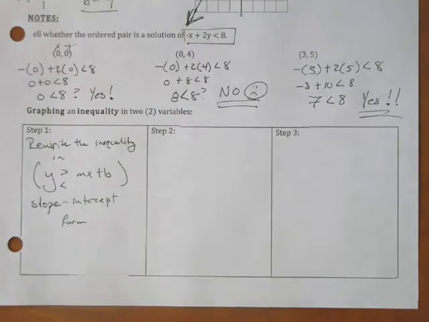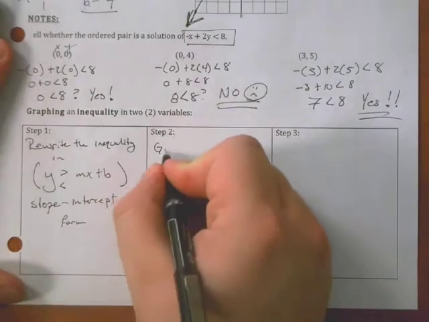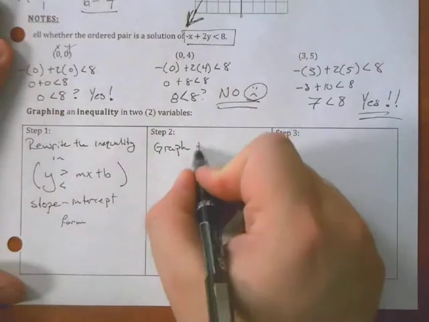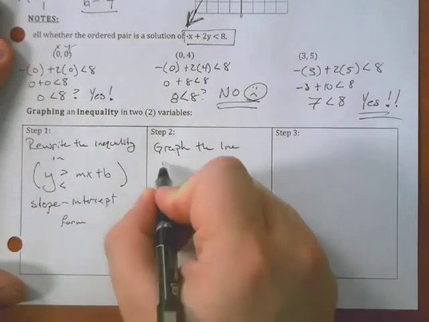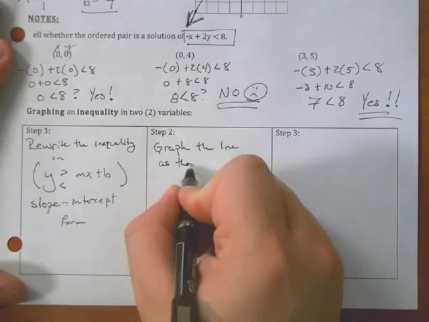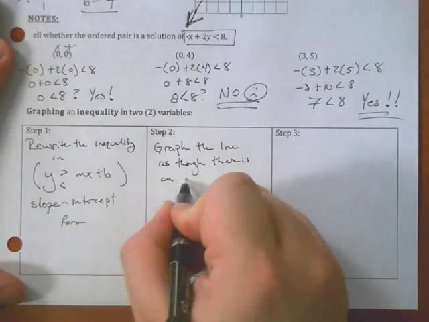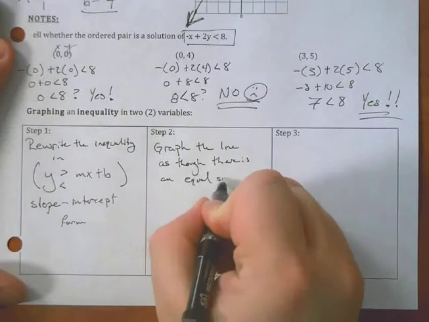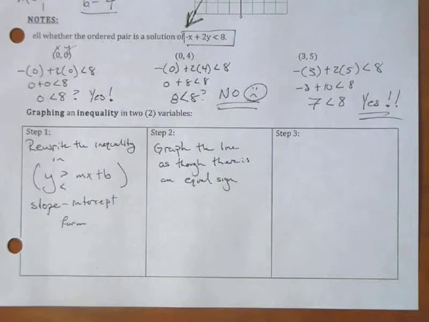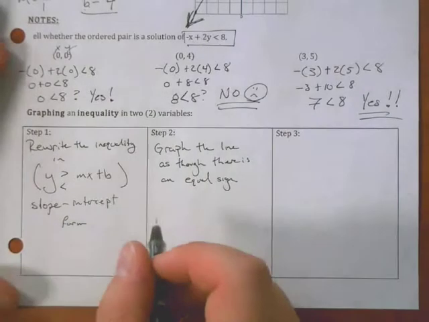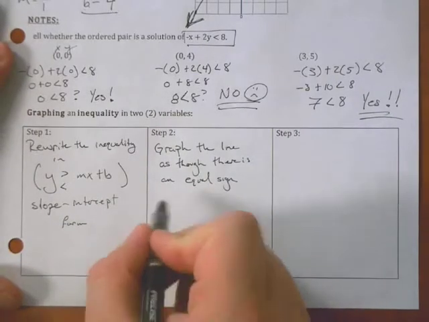Step 2 is pretty much the same as we did before. Then we're going to graph the line as though there is an equal sign. So up to this point, we've done nothing different. We're going to write it in slope-intercept form. We're going to graph the line just like we would have if there's an equal sign. So find the y-intercept, use the slope to find a second point, draw a line. The only difference is we're going to start changing things just a little bit at this point.